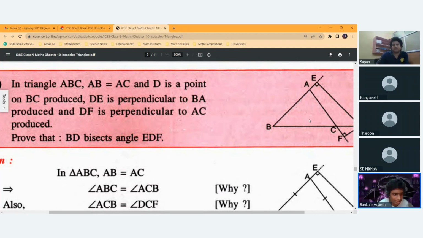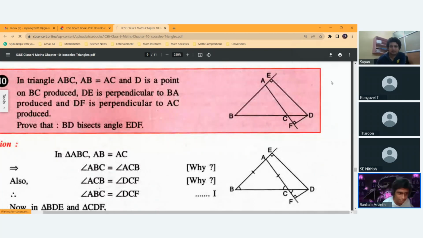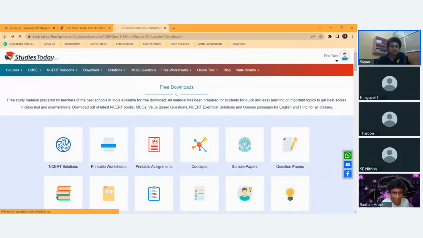They said D is a point on BC, sir. But it's not a point on BC. It's away from BC, sir. See the complete statement: D is a point on BC produced. Can you zoom it out a little bit, sir? BC is extended till the point D. Okay. What does produce mean? Produce means extend. Ah, that's gone.